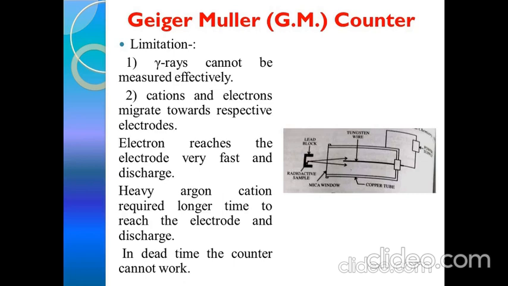Argon cation migrates towards the negatively charged electrode and electrons move to the positive electrode. Due to the lower mass and higher speed of electrons, they reach the electrode very fast and discharge. But the heavy argon cation requires a longer time to reach the electrode and discharge. This time required for complete discharge is known as dead time. In dead time, the counter cannot work.